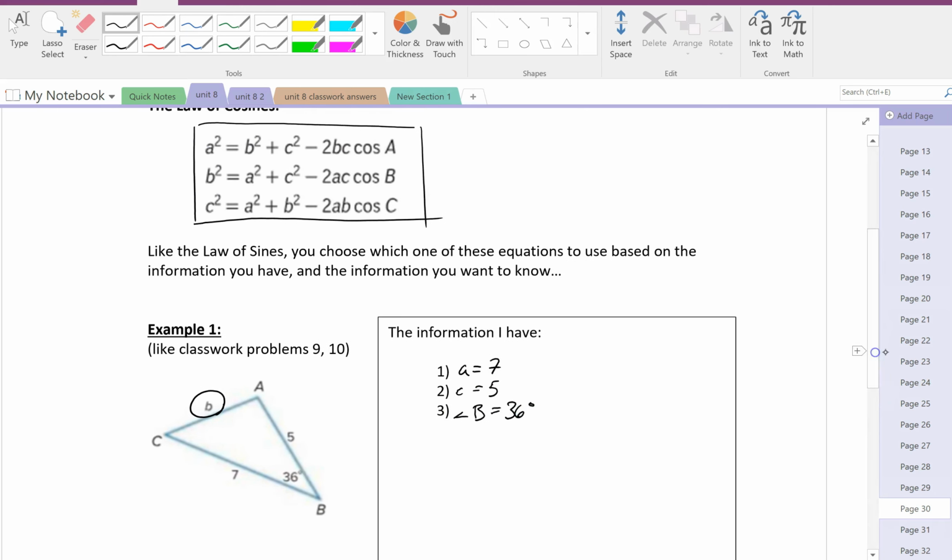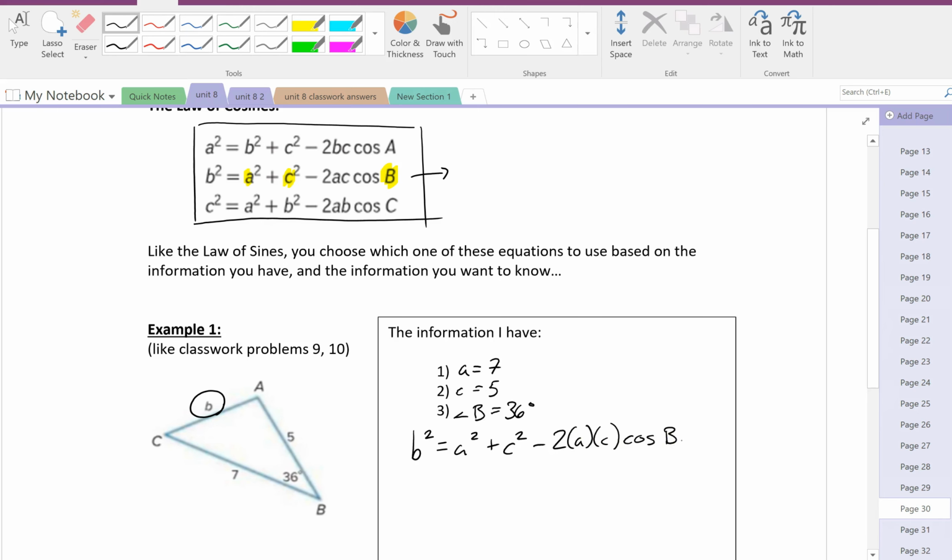Come up here and look to see which one I want to use. Okay, I know A, I know C, and I know angle B. So I'm going to use this middle formula right here. So I'm going to write it down here kind of small. B squared equals A squared plus C squared minus 2AC cosine B.